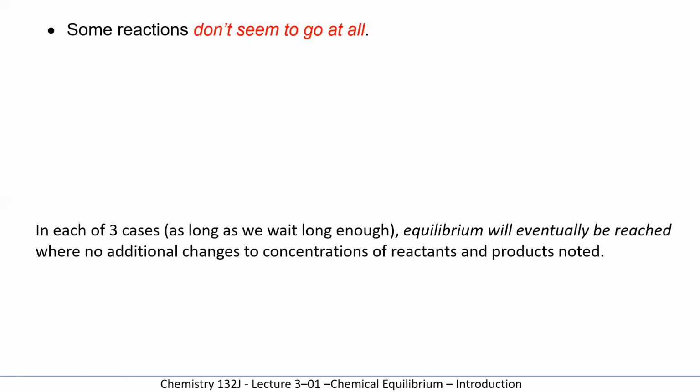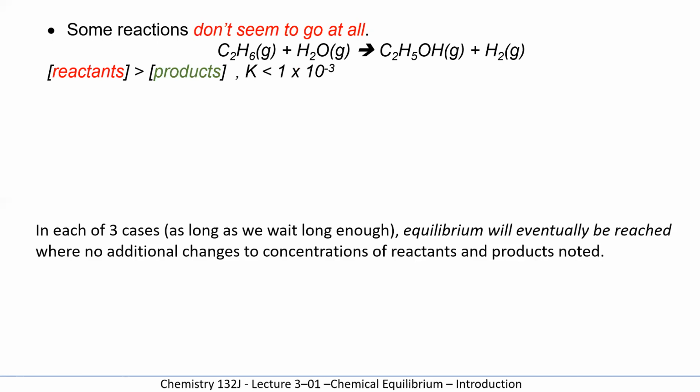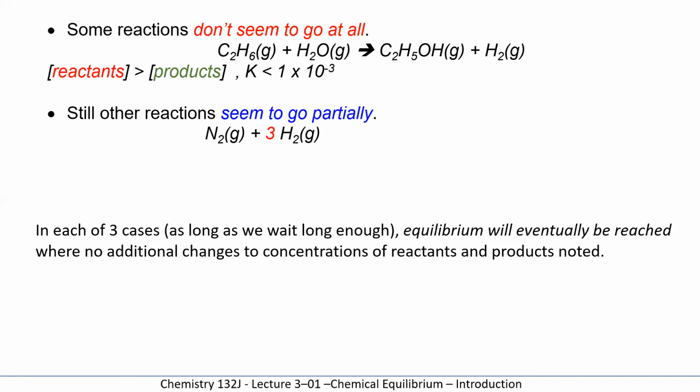So now, some reactions don't seem to go at all. For instance, I have ethane and water to make ethanol and hydrogen. The K of that particular reaction is pretty small. So the concentration of reactants is much greater than the concentration of products. That reaction is not very spontaneous. Still other reactions seem to go partially.